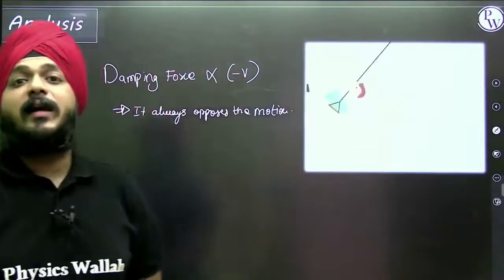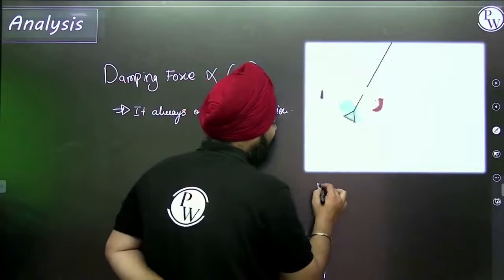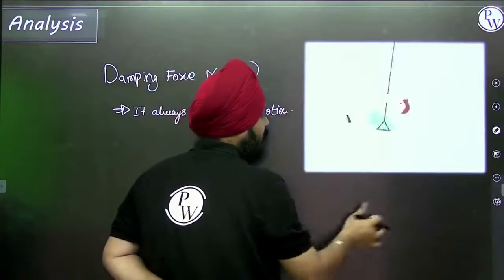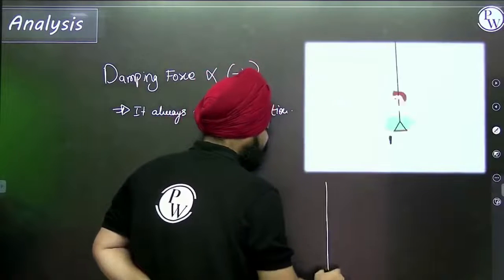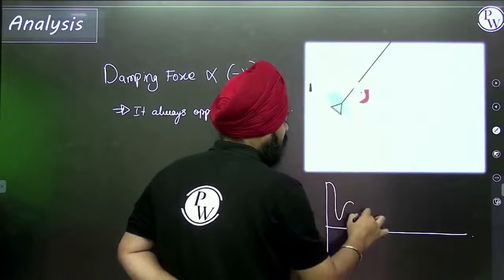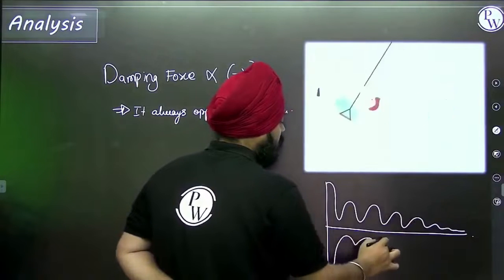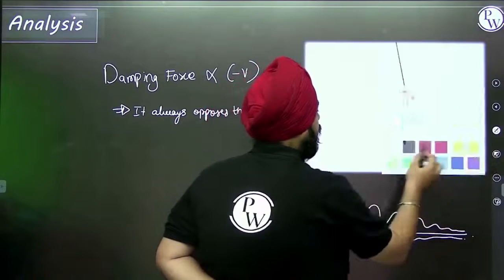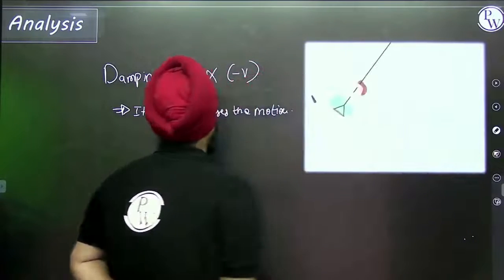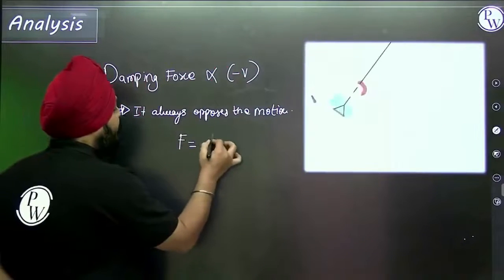And for that reason, the total energy is decreasing with respect to time. The graph of the total energy is like this way, actually it's like this way. So the damping force always opposes the motion. The formula of the damping force is given here.